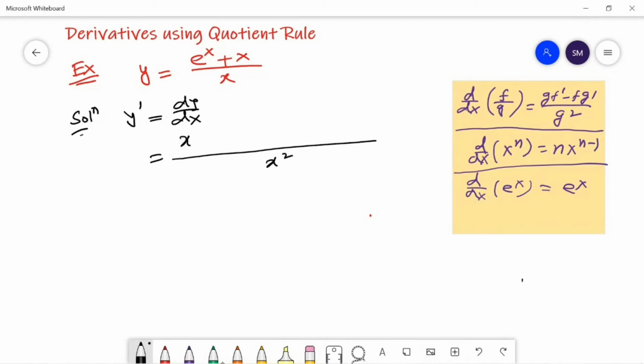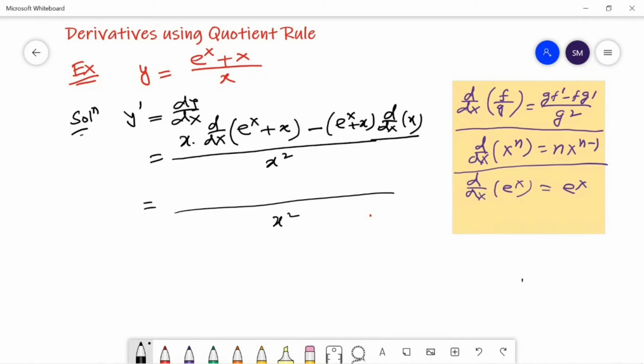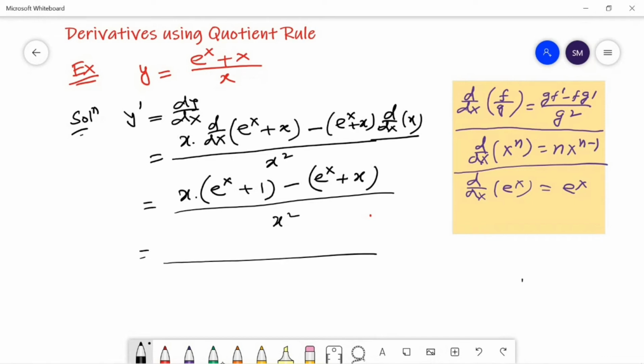we have y dash, that is dy/dx, equal to x square in the denominator, and then x times the derivative of e to the power x plus x, minus e to the power x plus x as it is times the derivative of the denominator function which is x. Now the denominator as it is, x square, x, derivative of e to the power x is e to the power x, derivative of x is 1, minus e to the power x plus x multiplied by 1. So now simplify that and you have the final answer.